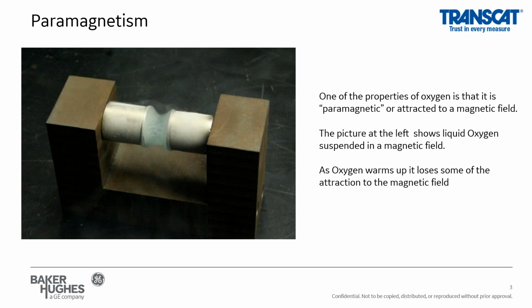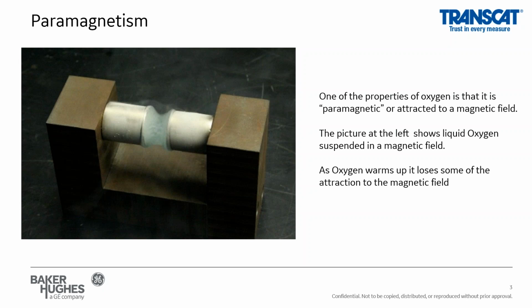The way we measure oxygen, or I should say one of the ways that we measure oxygen, is through its property of paramagnetism. Paramagnetic basically means that oxygen is drawn to a magnet. In the picture, we show a very strong magnet, and we've poured liquid oxygen through the poles of the magnet. You can see that there's sort of a fog suspended between the poles. That fog is actually liquid oxygen suspended because it's drawn to the magnet.